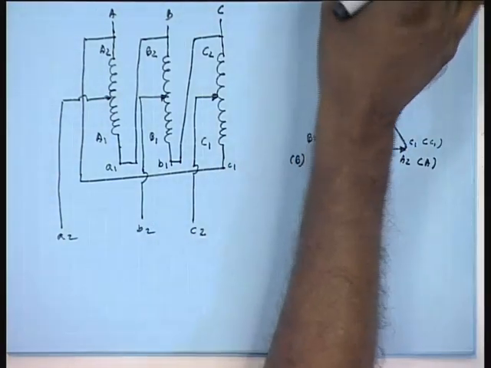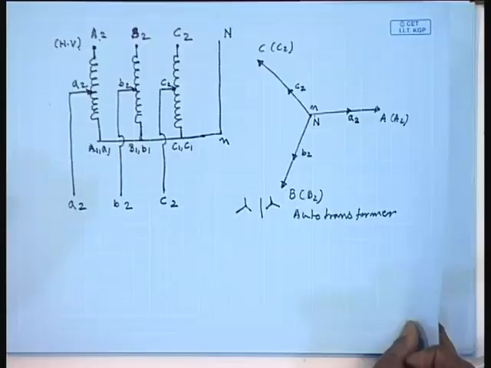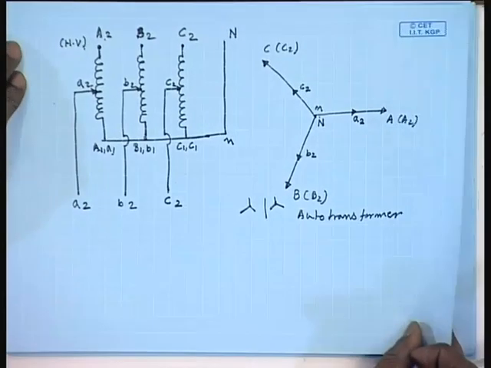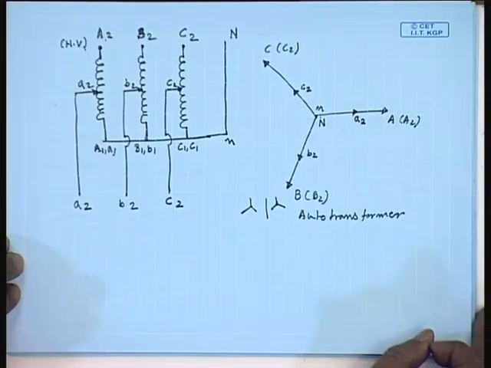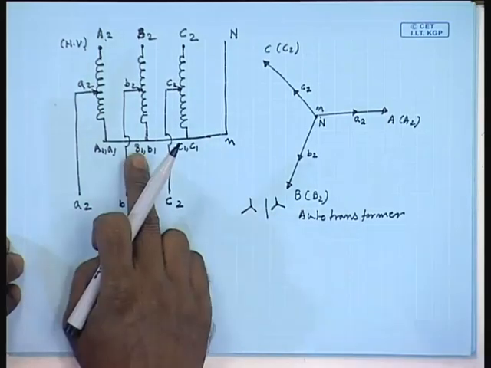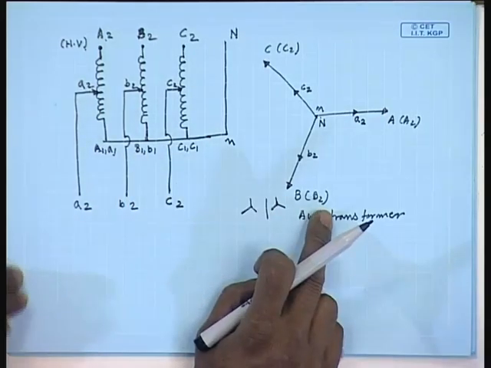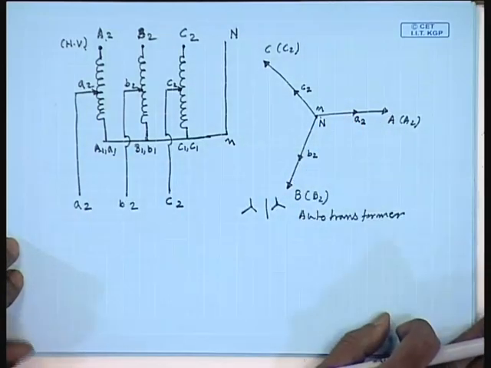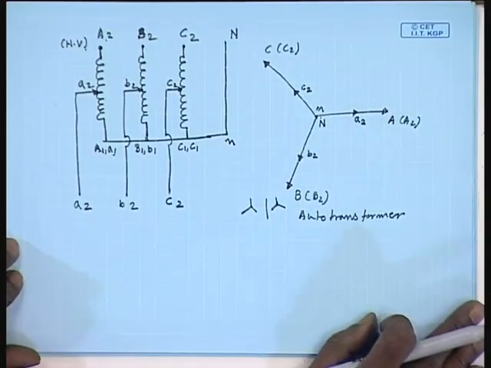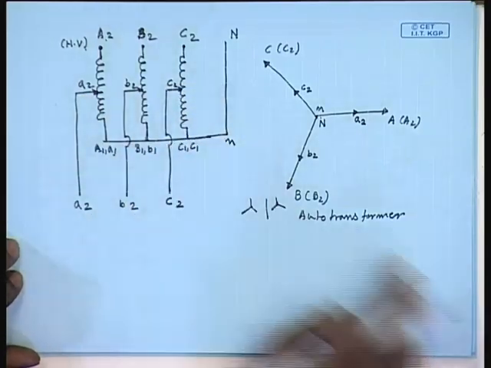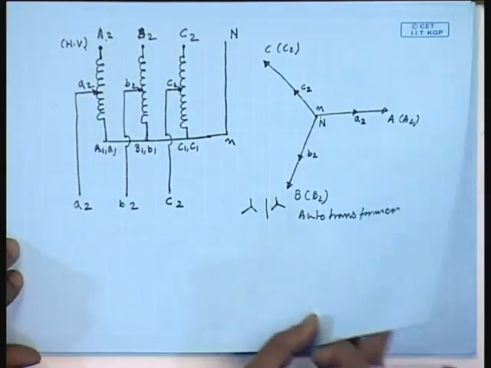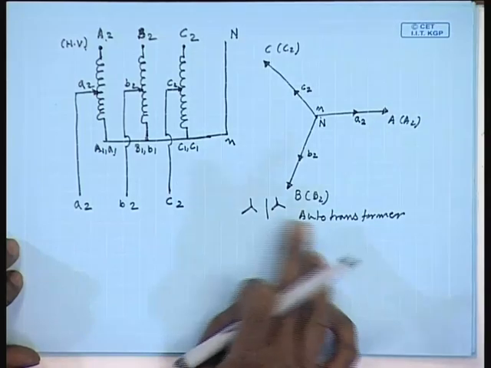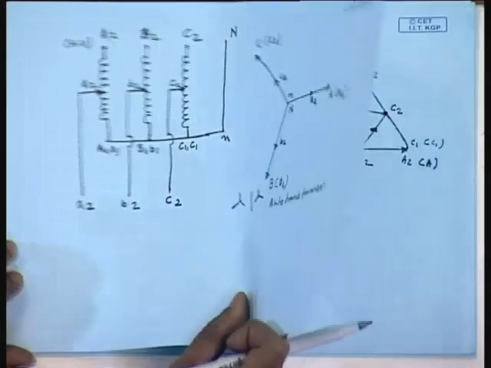Now, when we compare the line to neutral voltage phasors, we see that in a star-star connected 3-phase autotransformer, the angle between the line to neutral phasors is 0 irrespective of the position of this tapping. So, this is always a star-star 0 degree connection.